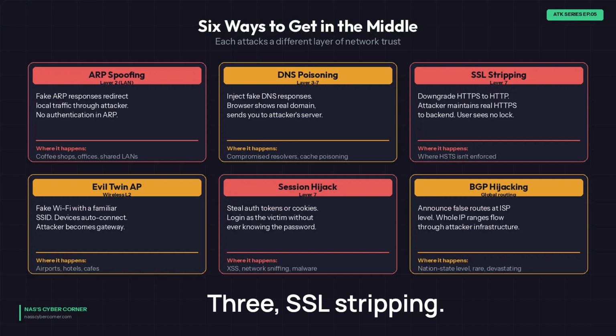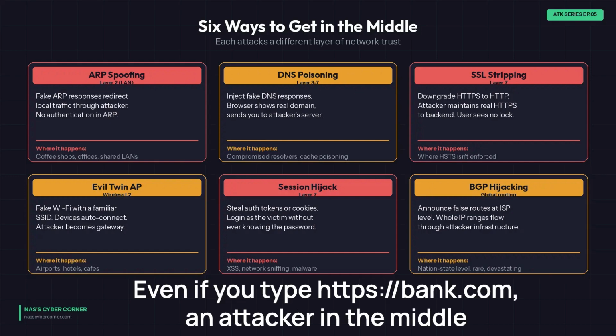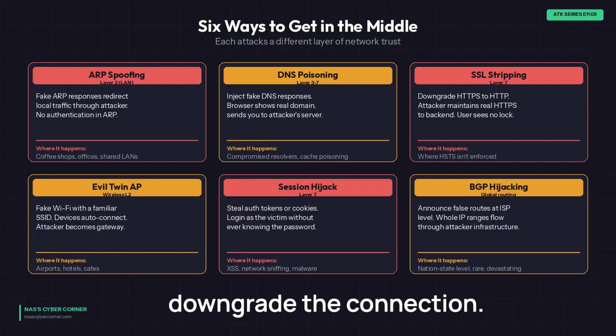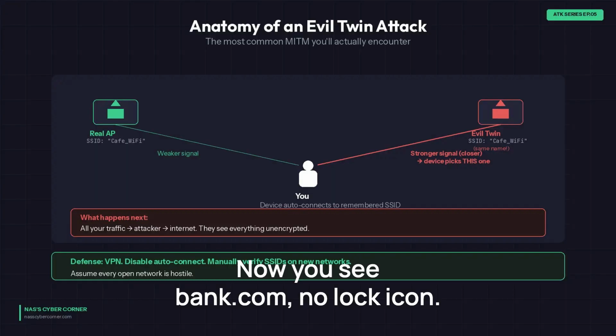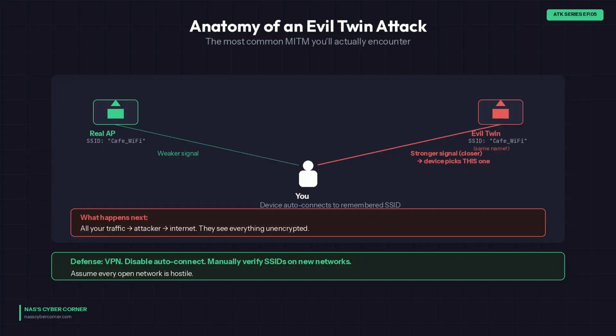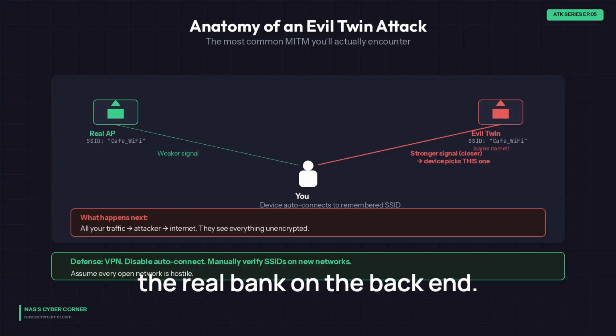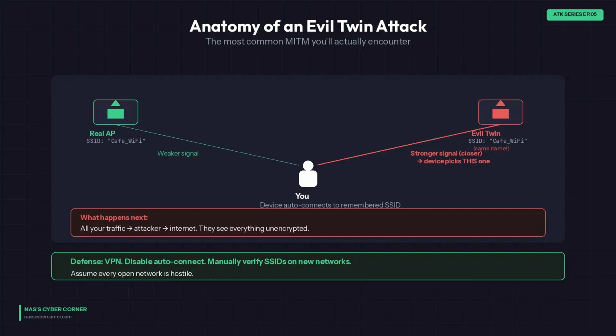3. SSL stripping. Even if you type https://bank.com, an attacker in the middle can intercept your initial HTTP request and quietly downgrade the connection. Now you see bank.com, no lock icon. But who checks, right? Meanwhile, attackers maintain the encrypted connection to the real bank on the back end.